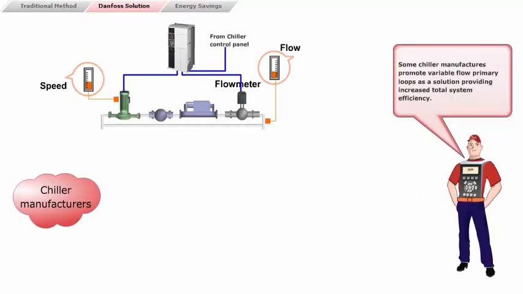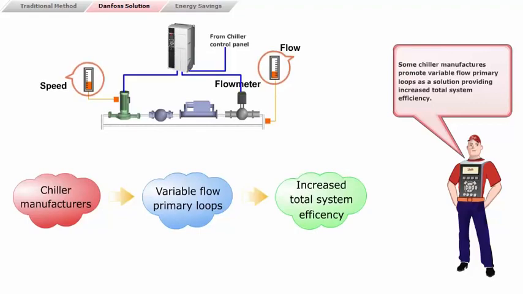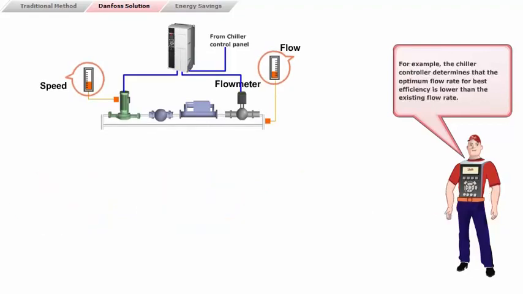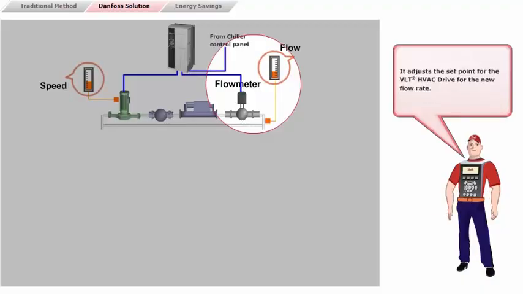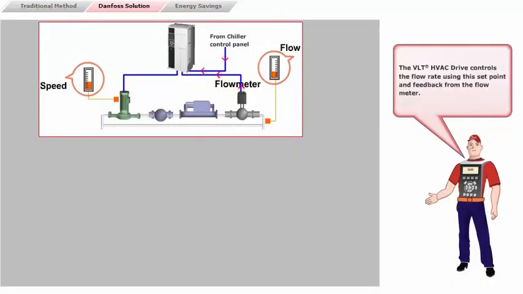Some chiller manufacturers promote variable flow primary loops as a solution, providing increased total system efficiency. For example, the chiller controller determines that the optimum flow rate for best efficiency is lower than the existing flow rate. It adjusts the set point for the VLT HVAC drive for the new flow rate. The VLT HVAC drive controls the flow rate using the set point and feedback from the flow meter.